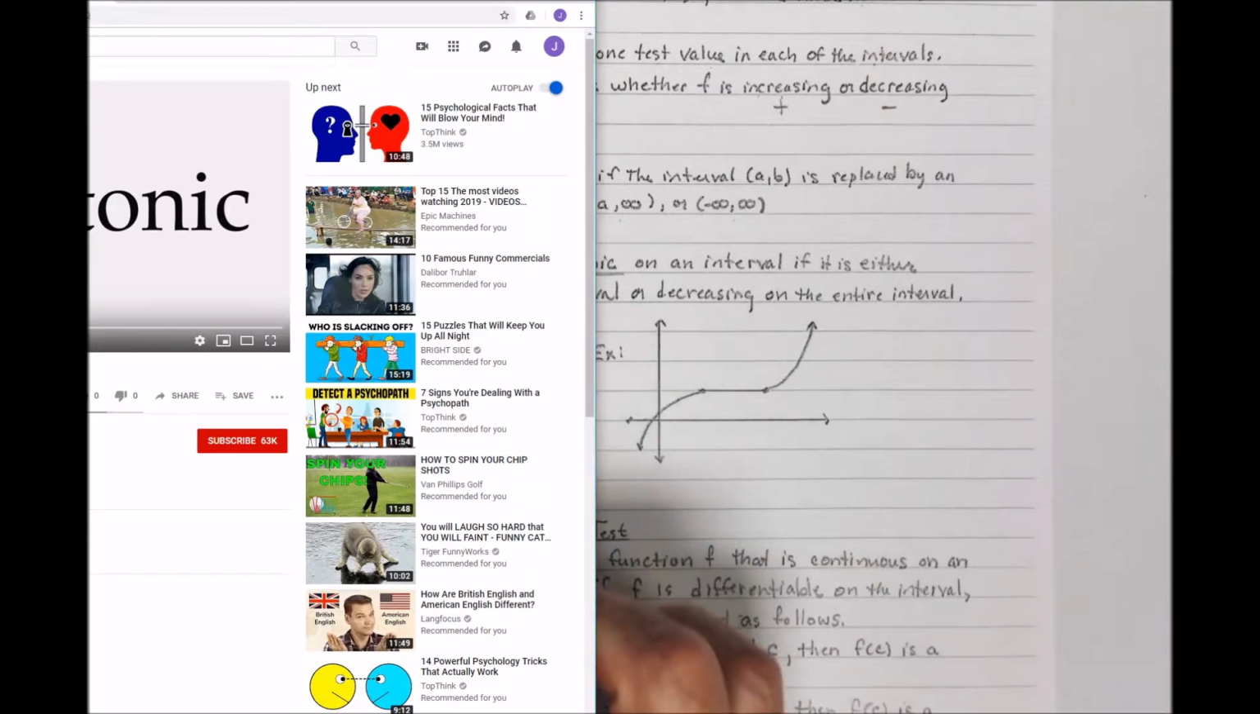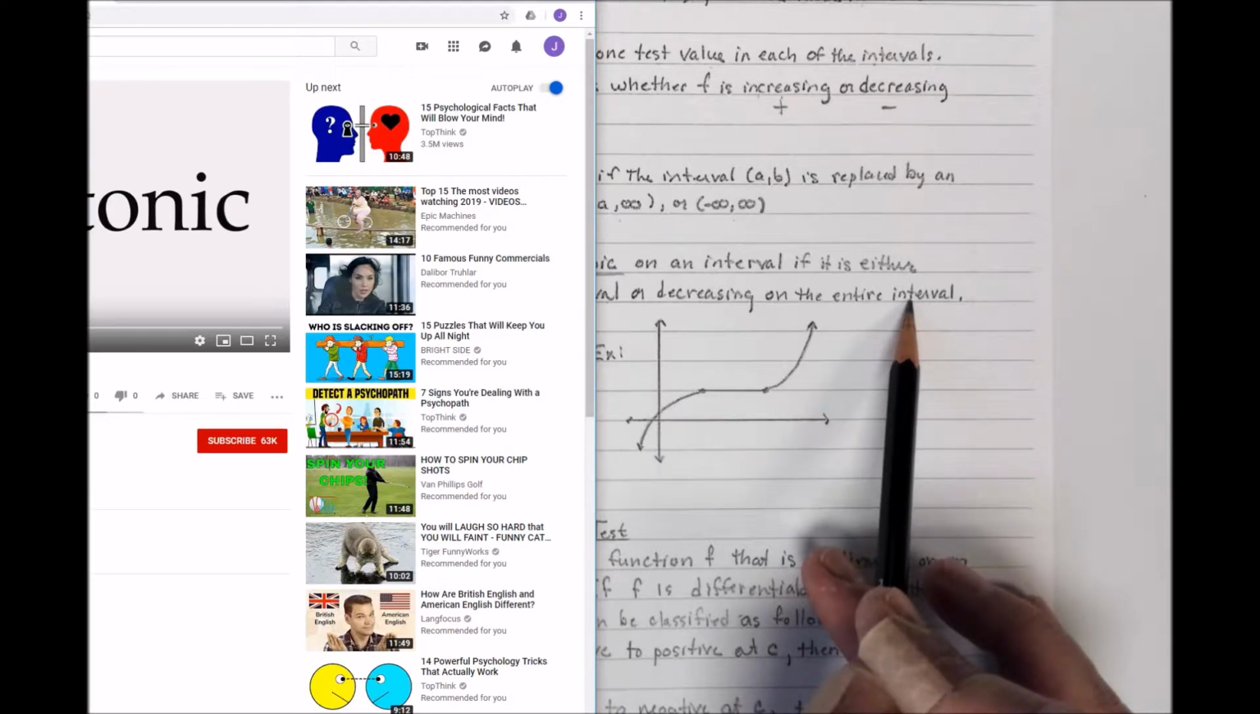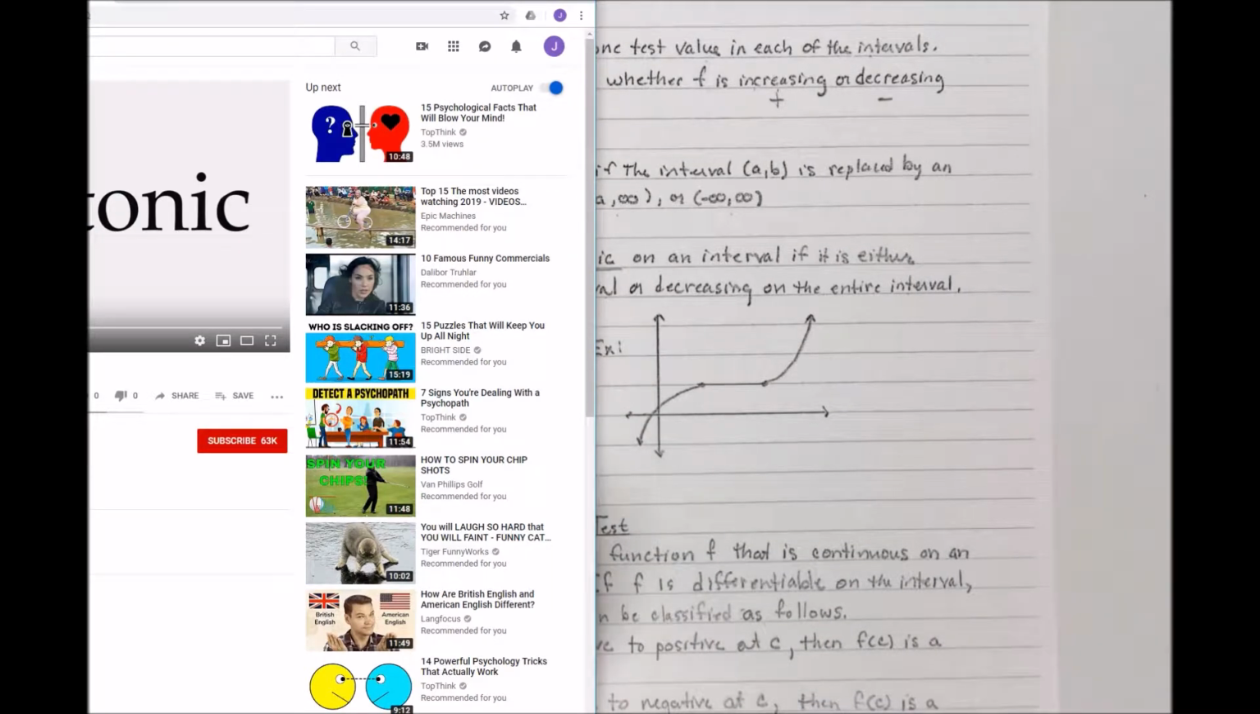A function is strictly monotonic on an interval if it is either always increasing on the entire interval or if it's decreasing on the entire interval. All right? For example, this guy right here, f of x equals x to the third. If I take the derivative, I get 3x squared. If I set my derivative equal to 0 to find my critical numbers, I get x equals 0.